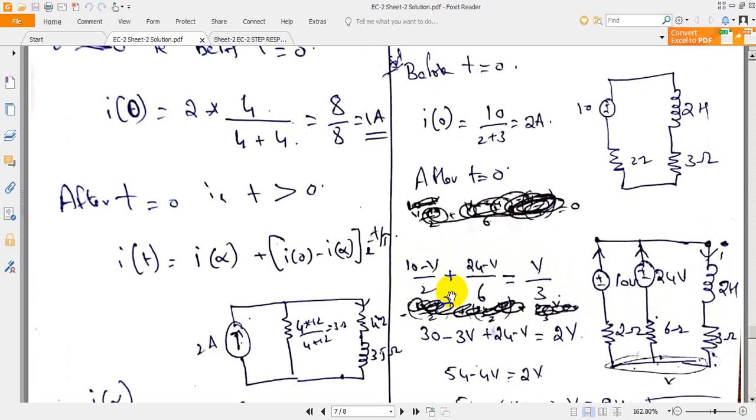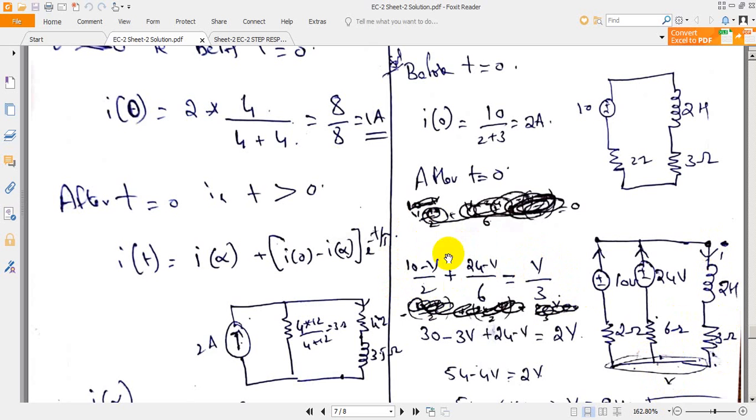What should be the normal equation based on this current value? If the current flows like this, it will be V minus 10. This should be the higher potential. So what we can write is 10 minus V by 2, or you are supposed to write V minus 10, V minus 24 divided by 6, and this should be V minus 3 by 2. But as the current direction is opposite here, this is positive, so I am writing 0 minus V by 3. To remove this negative, I have shifted that negative to this side.